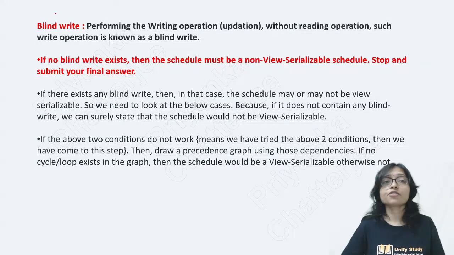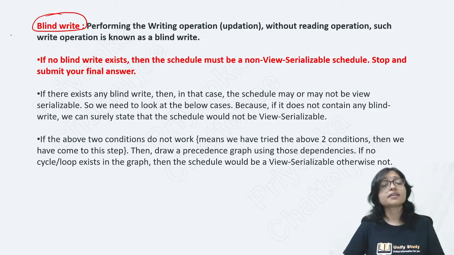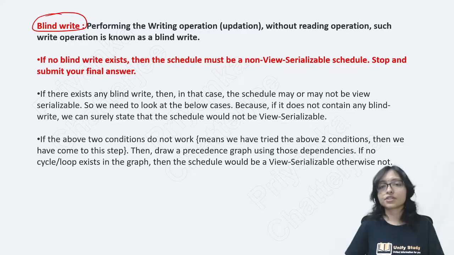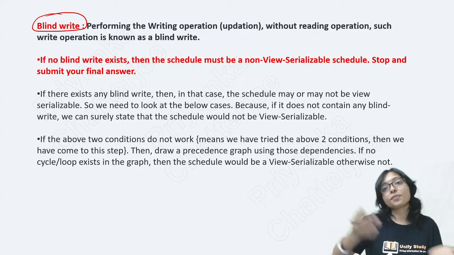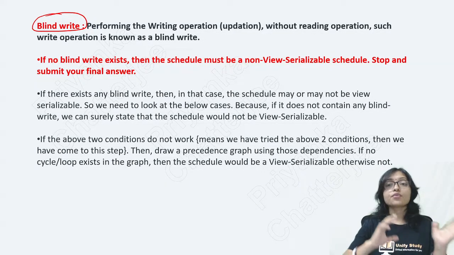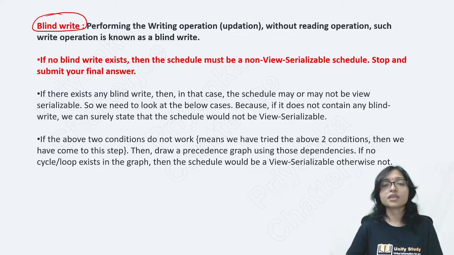First of all, you have to find, is there any blind write? Ma'am, what is blind write? I am telling you what is blind write. Blind write means you are not reading the book. Without reading, you started writing. Like those who will not watch this video will just try to solve the question without understanding the topic, and you will not be able to solve the question, right? So without reading, when someone is trying to write something, that is called a blind write operation.